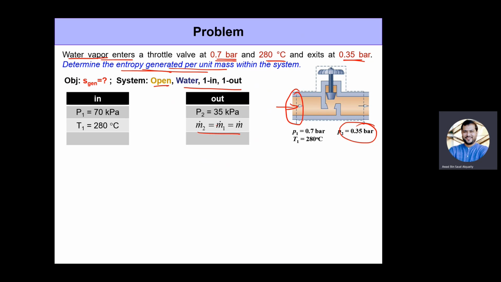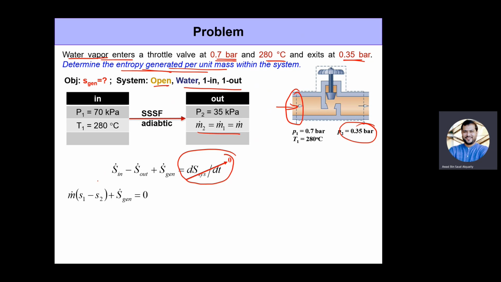So it makes sense to write down the entropy balance for it. And we know that for steady state, steady flow systems, the rate of change of entropy within the control volume is going to be zero, right? So this term goes down to zero. What we are left with is entropy generation being balanced by the entropy coming into the system and the entropy going out of the system. So we can write this as m dot S1, which is the entropy coming into the system, minus S2, which is the entropy going out of the system, plus entropy generation is zero.